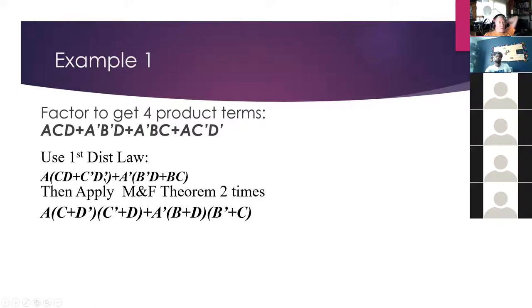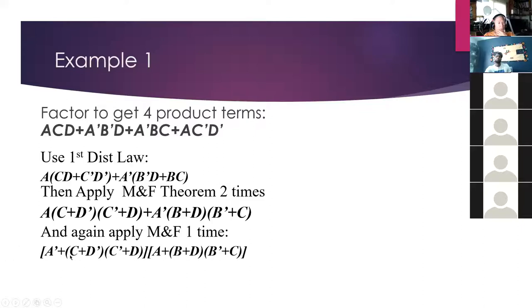So this would be C plus D prime quantity times C prime plus D quantity, still multiplied by A. And here we have A prime times B plus D quantity times B prime plus C quantity. So we applied the multiplying and factoring theorem inside here, and now we're going to apply it one more time with A and A prime. And that's going to give us this: A plus this quantity, times that.